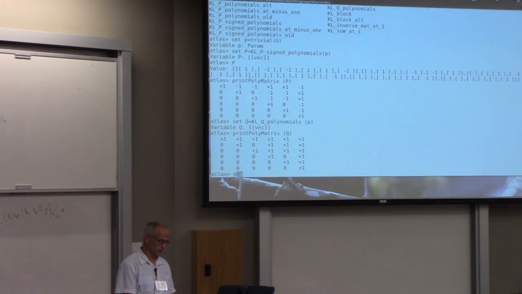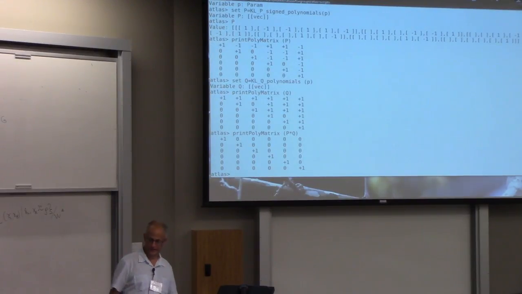Let's go out on a limb here. Print poly matrix P times Q. What do you think? These matrices are indeed inverses of each other.